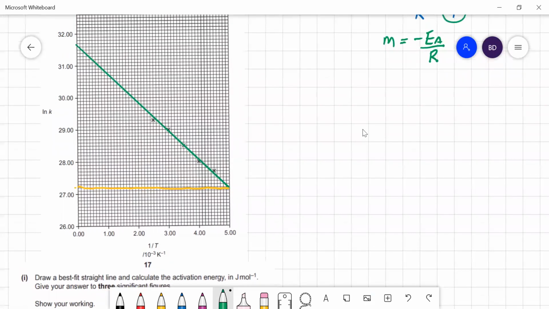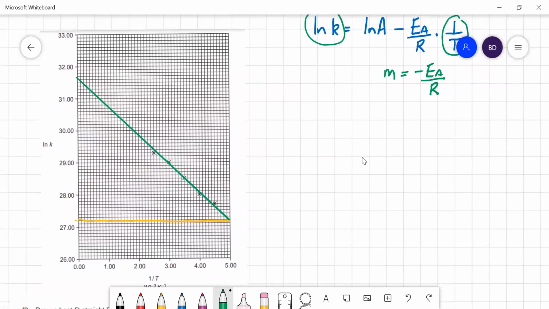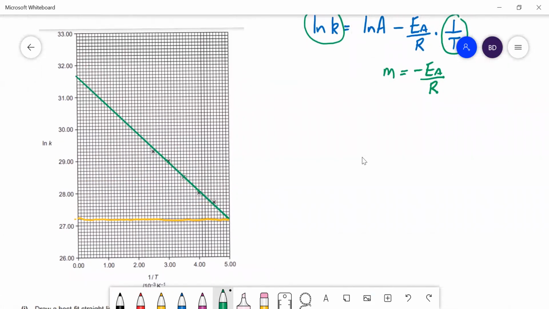I've drawn the best fit line in green, and I've drawn that yellow line as a construction line to work out the gradient. So that's going to be delta X on that one. Let's go in yellow. It's going to be delta X, and this is going to be delta Y. I'll do it in blue.